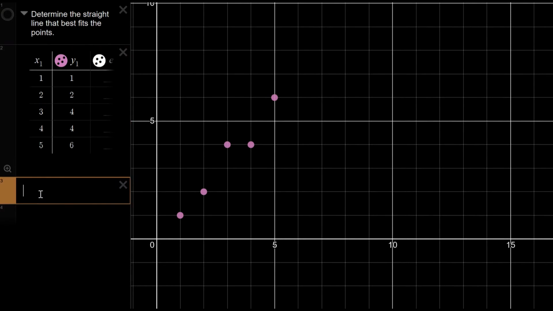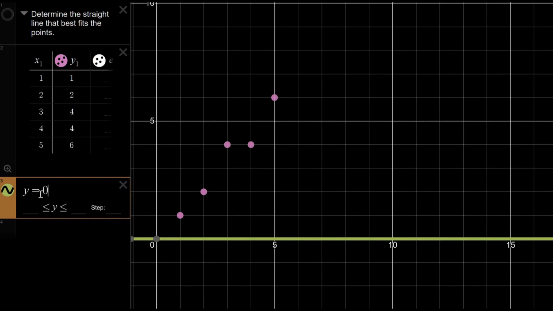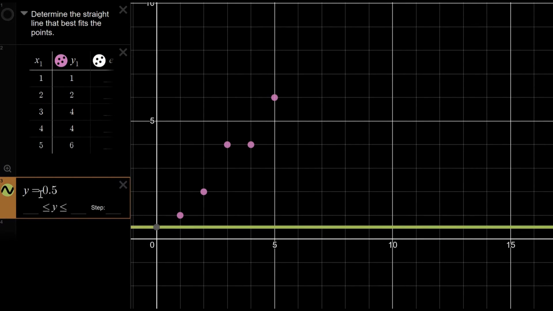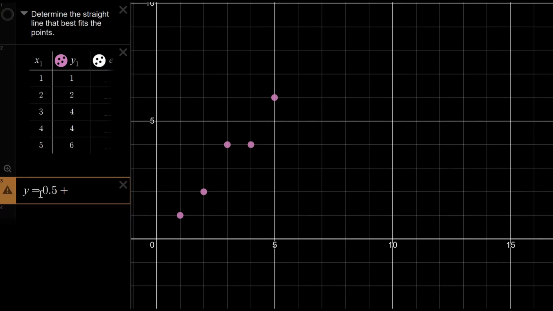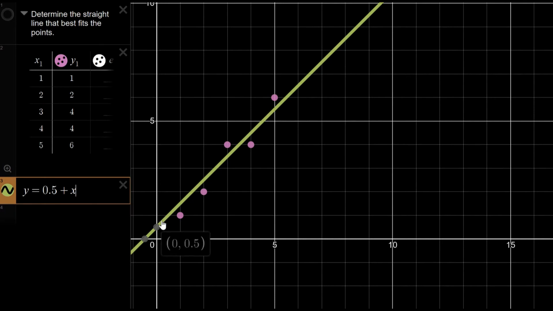If we try to guess the result, maybe let us try the line y equals 0.5 plus x, which is this white line, where the slope is 1 and the intercept is 0.5. This seems to be a good choice for the line of best fit.